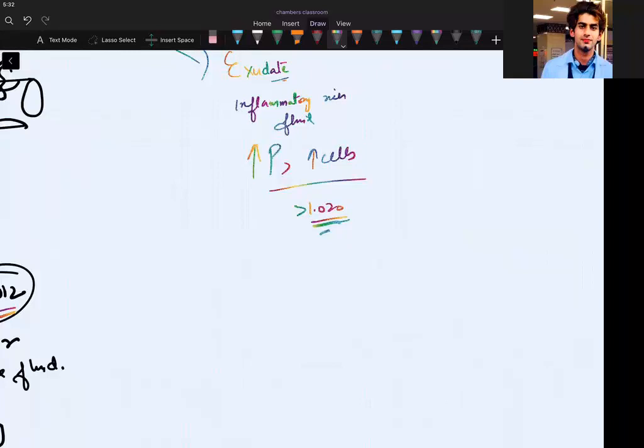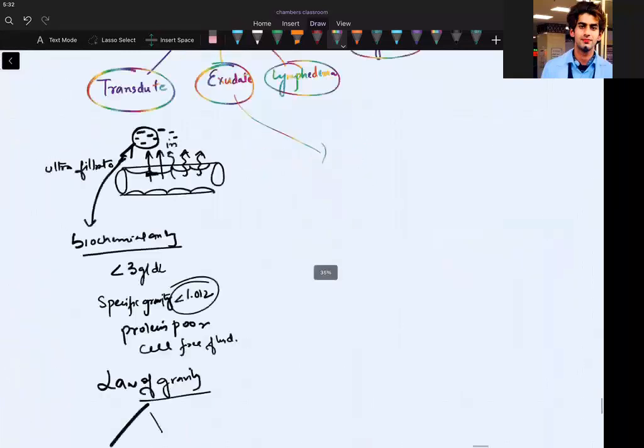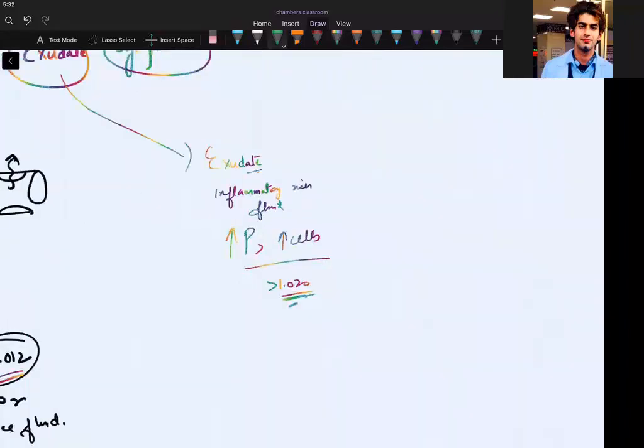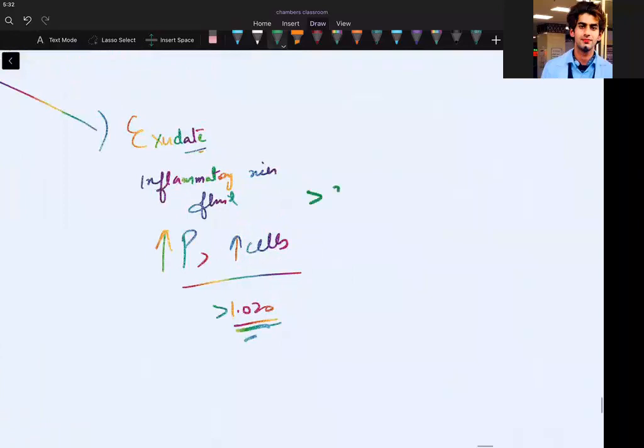Okay, so if I here wrote less than 3 grams per deciliter, then here I should be writing greater than 3 grams per deciliter. Greater than 3 grams per deciliter will be here, and it will be mostly a neutrophil rich fluid. So will you increase the viscosity in this fluid? Yes, because you are increasing more amounts of proteins and cells as compared to the fluid content.